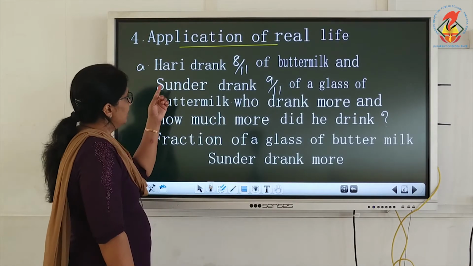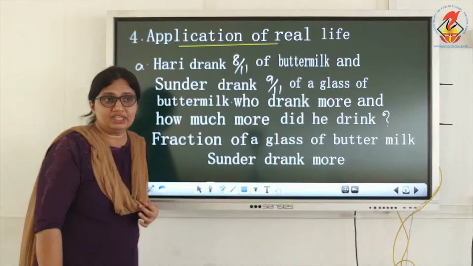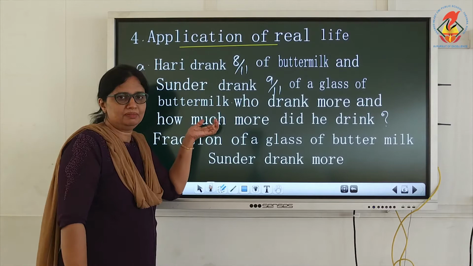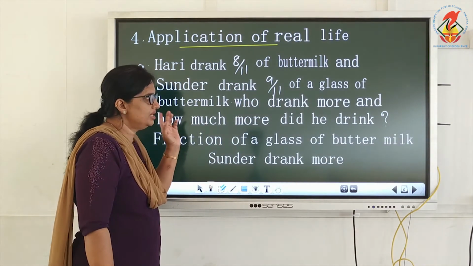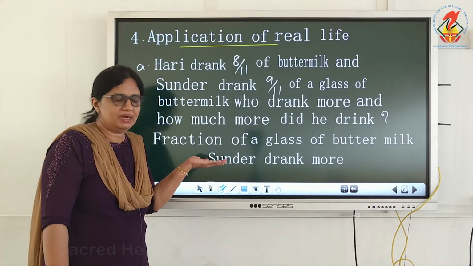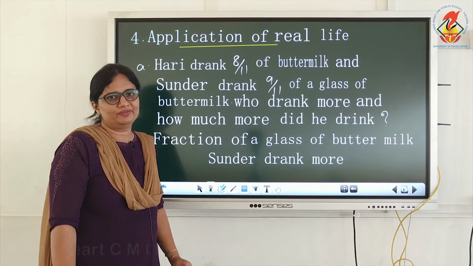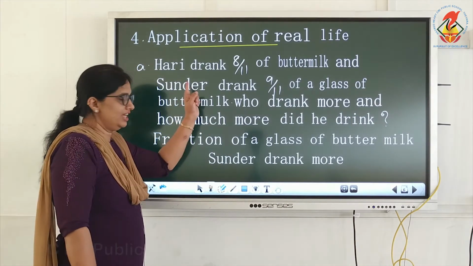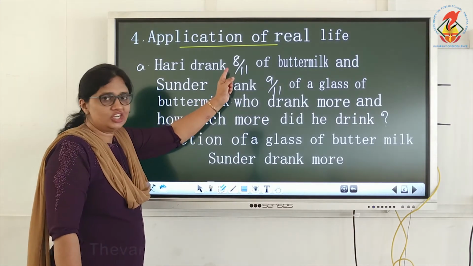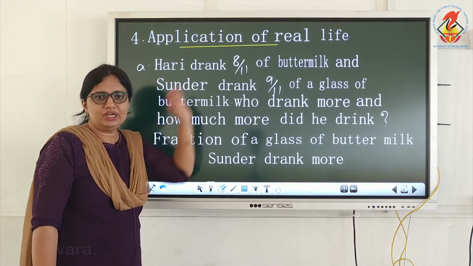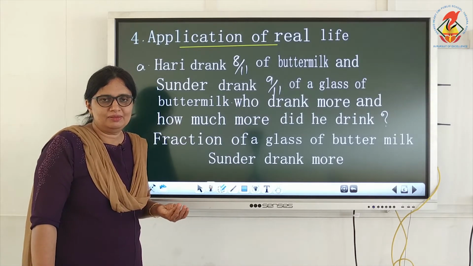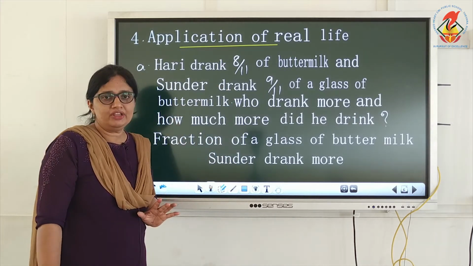First one is: Hari drank 8 by 11 of a glass of buttermilk, and Sundar drank 9 by 11 of a glass of buttermilk. Who drank more and how much more did he drink? How can we do this? First I want to tell you one thing. Who drank more here? See the fractions, 8 by 11, and this one is 9 by 11. Which one is bigger? That is 9 by 11 only.